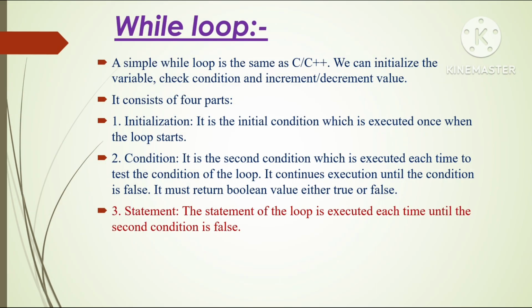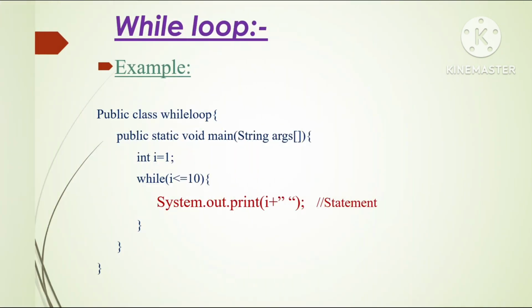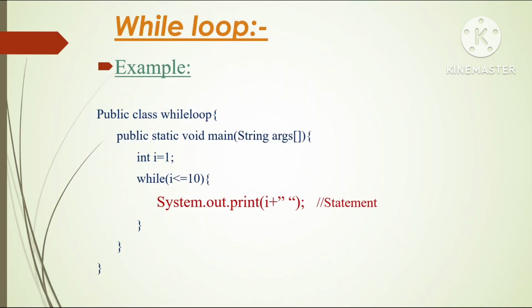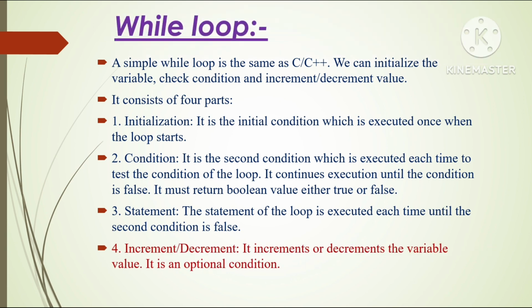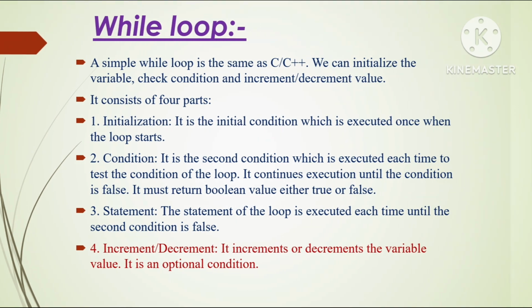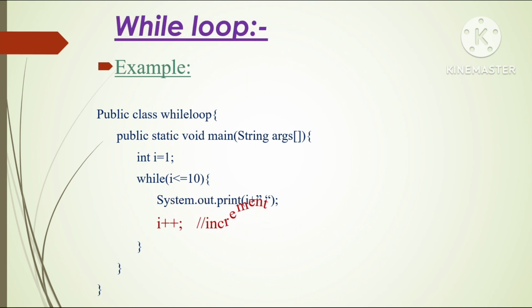Third part is statements. The statements of the loop is executed each time until the second condition becomes false. We give statement as print statement. In this, we print value of i. Fourth part is increment or decrement. So it increments or decrements the variable value. We increment the value of i as i plus plus. Here double plus means after each iteration it increments the value of i by 1.